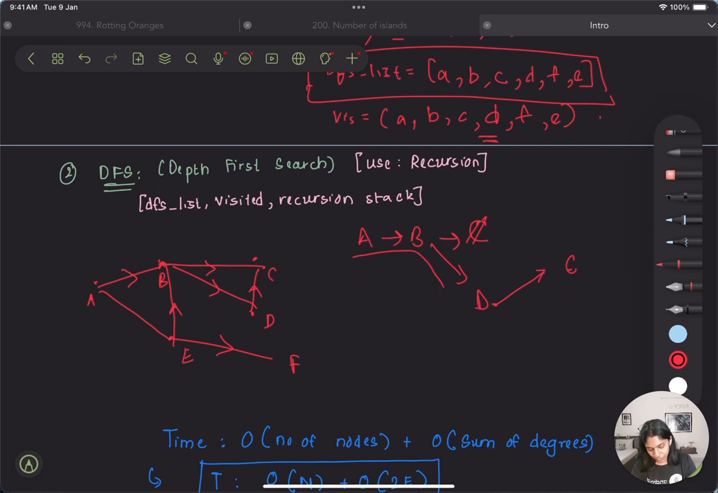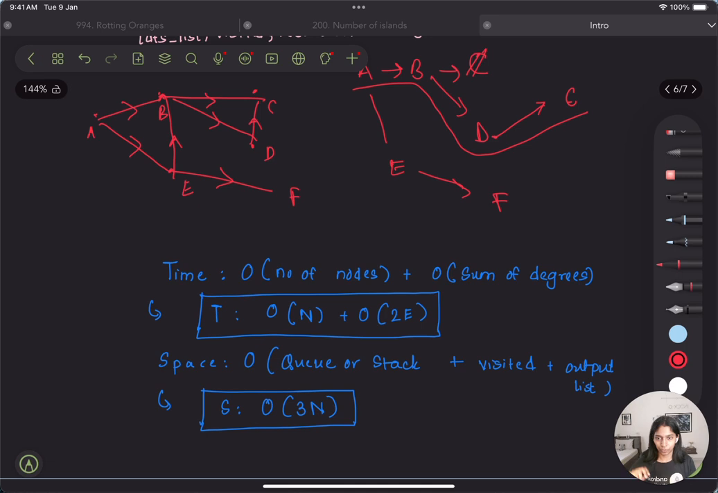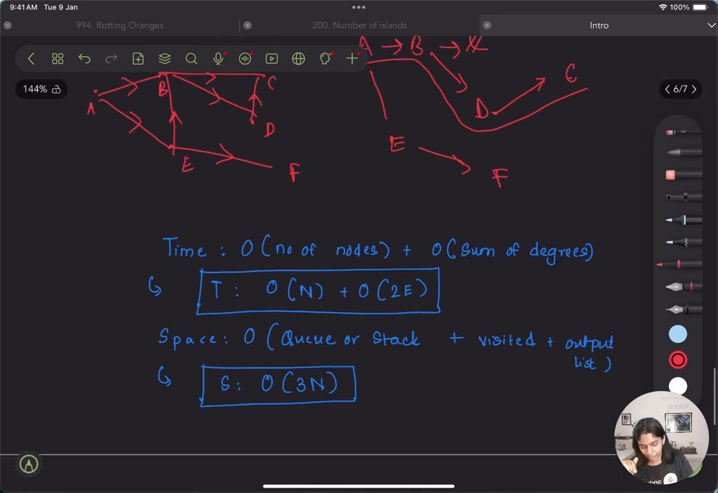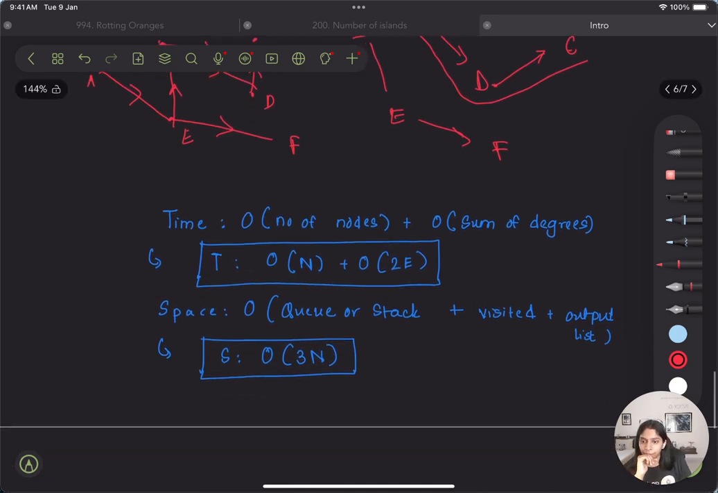And yeah, after I finish this, that's when I come back to A and look at its other neighbor here. So that would be E, and then E would go to F. So you guys get the idea. We traverse the depth of it first, and then we look at the next neighbor. So it's not level by level. So that's depth first search.